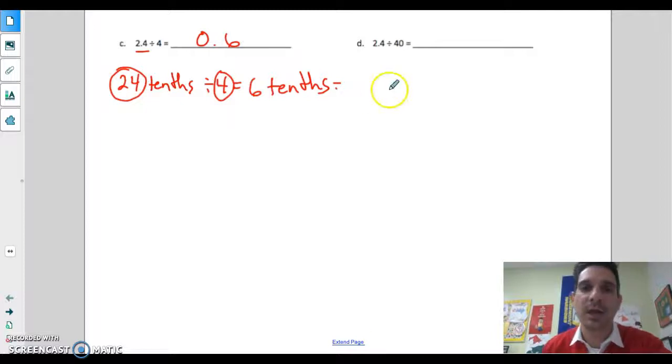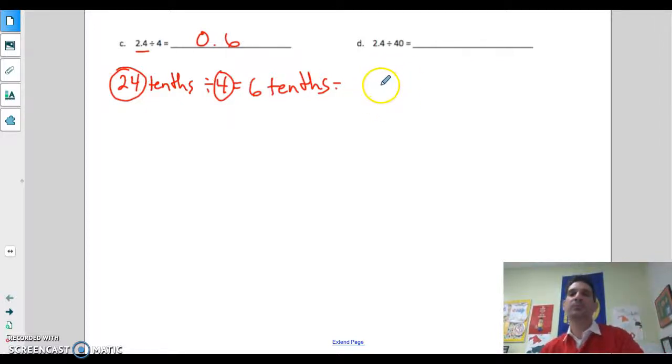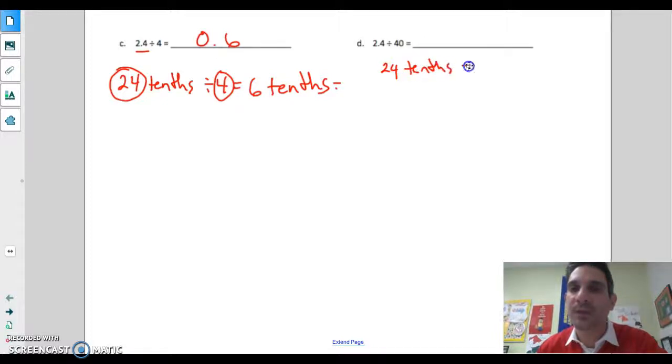Okay? So now we have 24 tenths divided by 40. What they do is break down this 40 into 10 and 4. So let's pretend I did 24 tenths. For right now, let me put the decimal point back. I'm going to do 2.4 divided by 10 first.